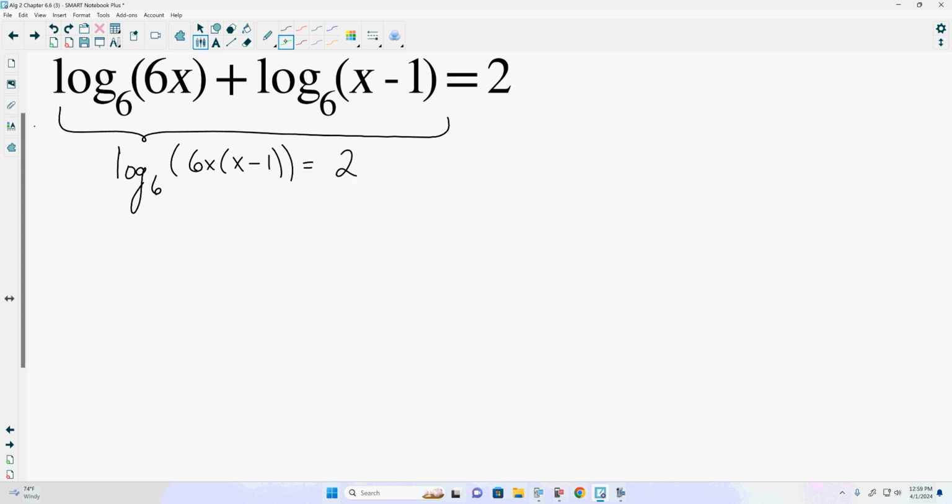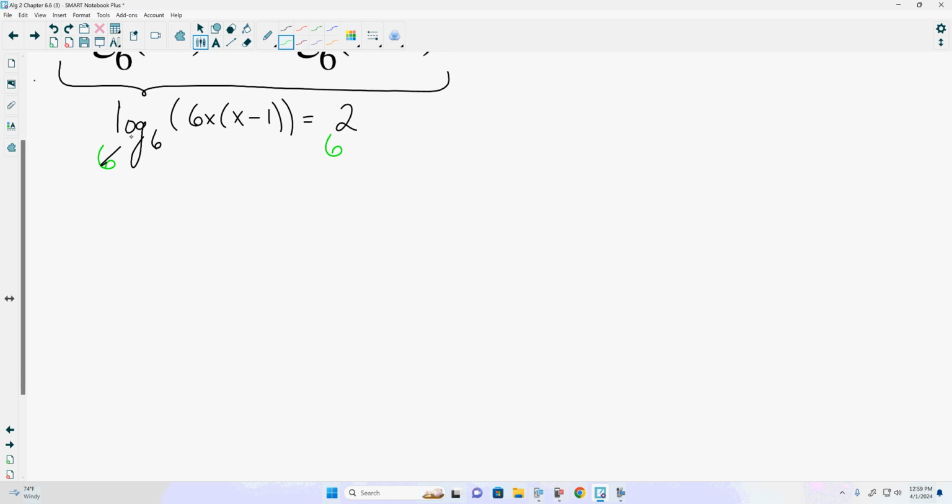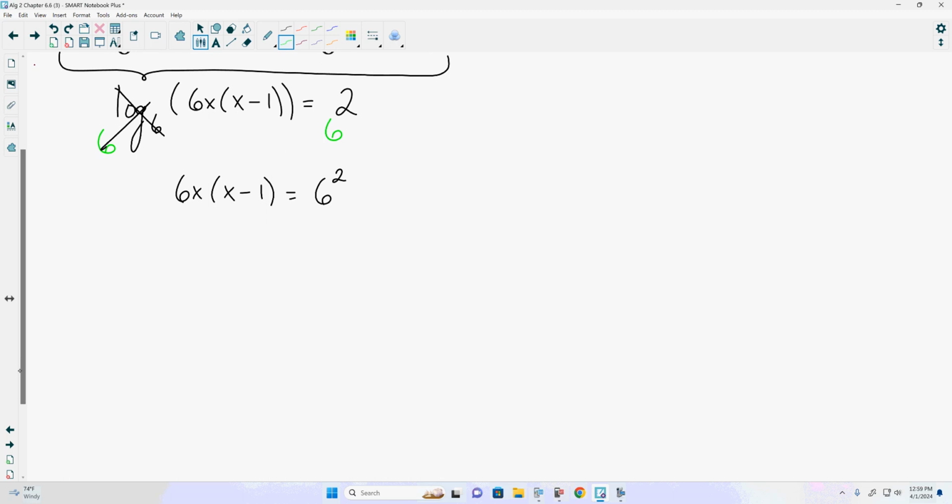Now what are we going to put both sides to the base of? We wouldn't use 10 this time. We're going to put 6 to both sides because they did give us a base, and 6 to the log base 6 would cancel, leaving us with 6x times x minus 1 is equal to 6 squared. 6 to the second power. Well, what is 6 to the second power?